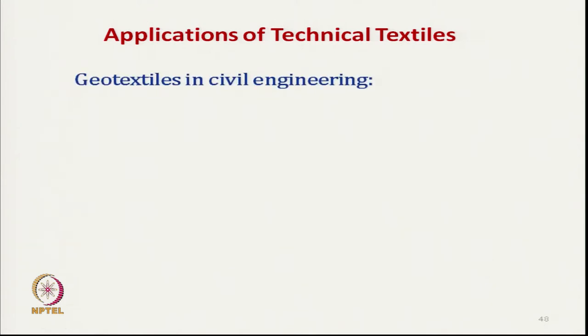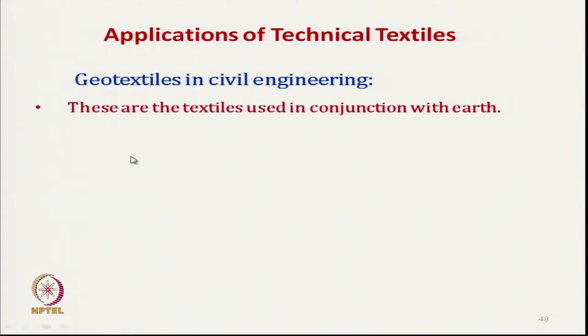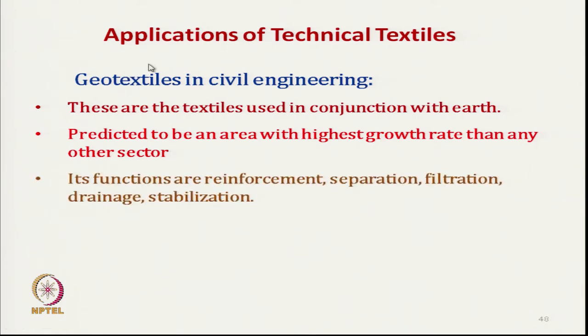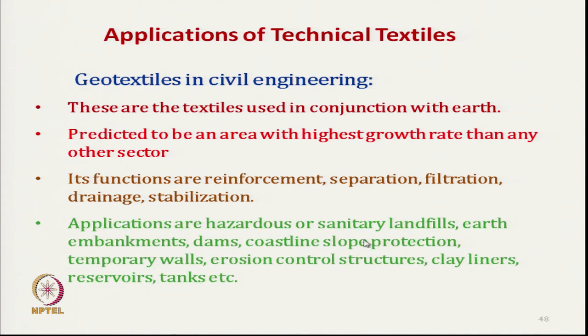Geotextiles are used in civil engineering construction for their different applications. These textiles are used in conjunction with the earth for reinforcement or drainage or different other applications, which we will discuss in that segment. So, this area is predicted to be most promising. The main functions are reinforcement, separation, filtration, drainage, stabilization of earth. These are the different applications: dams, temporary walls, erosion control.